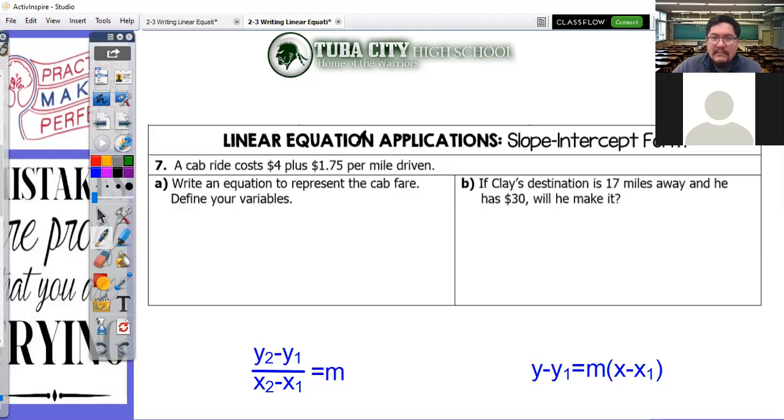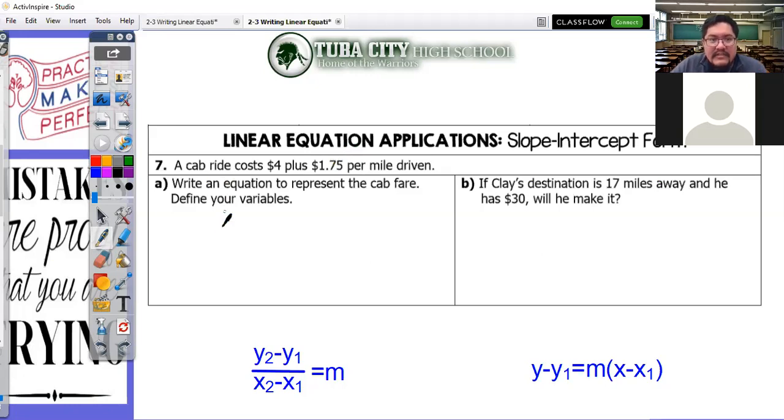Just because of this, what we would call a fixed cost. And this is a variable cost because the cost changes depending on how far you go. If you only go a few miles, you're going to get a small fee. And if you drive a long way, several miles, then that cost is going to go up.